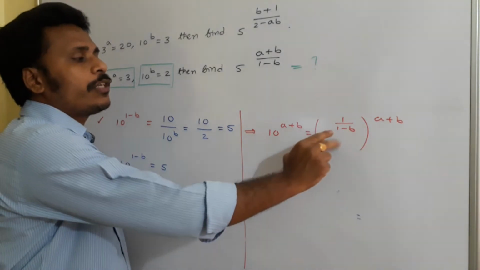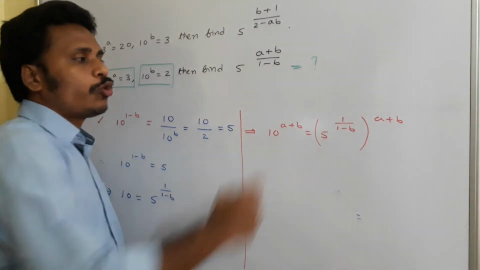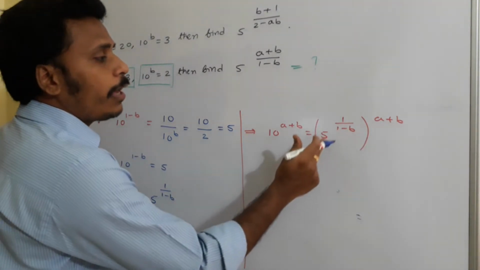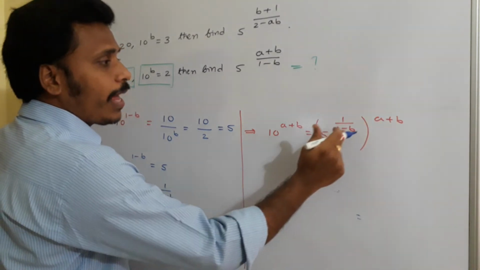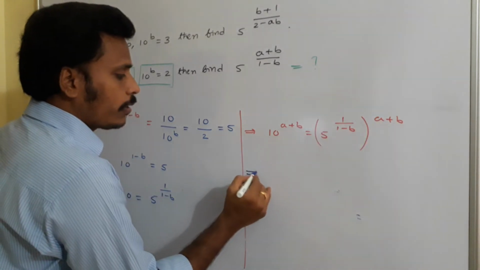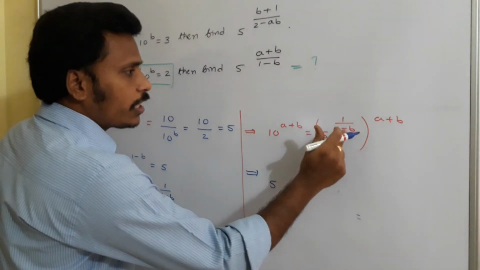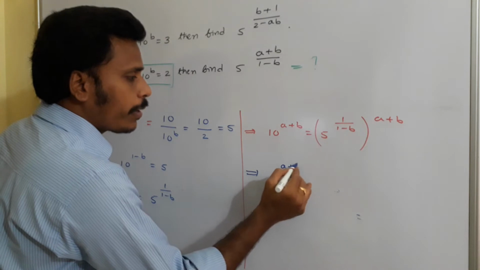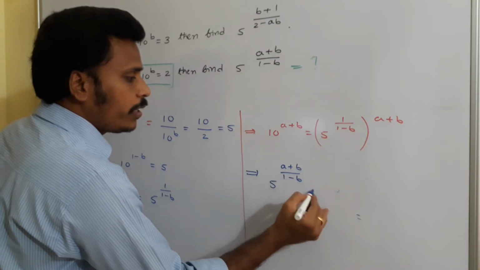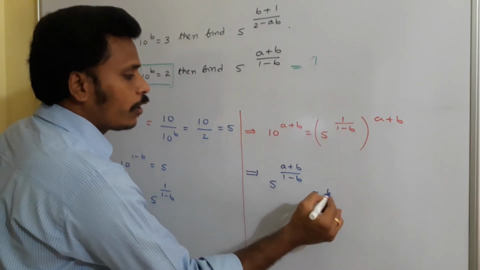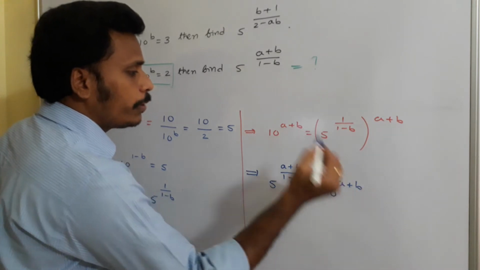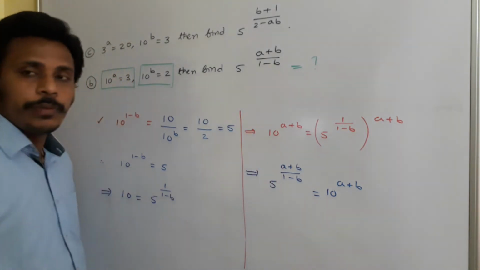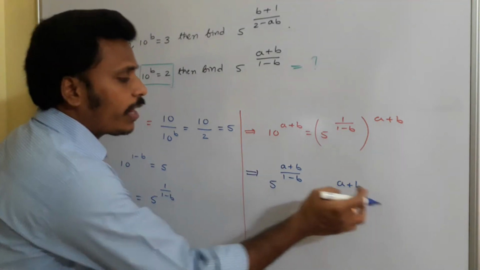So 10 power (a plus b) is equal to 5 power 1 by (1 minus b), all to the power (a plus b). And now, in the next step, as we have (a power m) power n equals a power mn, we need the multiplication of these two. That implies 5 power, just you multiply these two, m and n, you will get it as (a plus b) by (1 minus b), and that is equal to this part, which is 10 power (a plus b). So 5 power (a plus b) by (1 minus b) is equal to 10 power (a plus b).